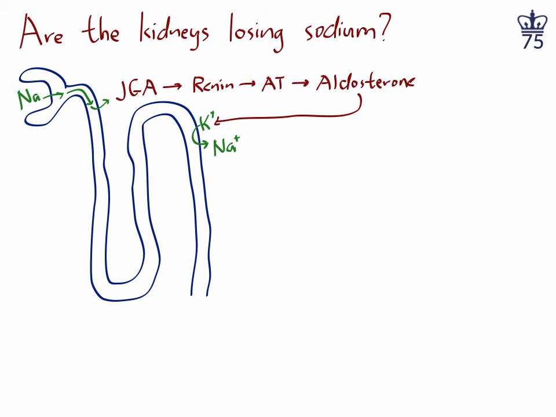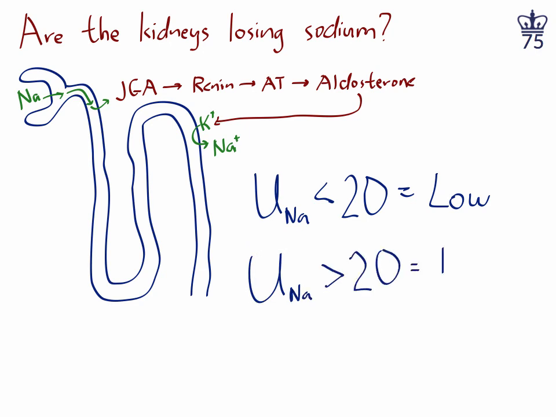So what level of sodium is used to form this cutoff? In general, a urinary sodium level less than 20 is considered to be low, while one greater than 20 is considered not to be low.